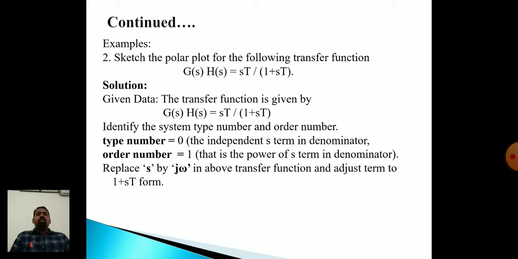So here the type number: there is no independent s term in the denominator, so it is s to the power of 0, meaning type 0. The order number once again is 1. In the denominator, you just see the power of the s term: only one s term, that power is 1. The next step is to adjust into 1 plus st form, which is already there in the denominator. Only for the numerator you have to adjust and replace s by j omega.